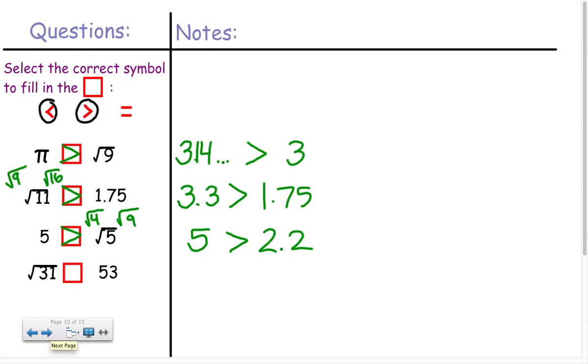Square root of 31, well, we've got the square root of 25 and the square root of 36. So kind of right in the middle. 25 is 5, 36 is 6, so we'll say 5.5 and 53. 5.5 is less than 53, so there's our first less than. So greater than, greater than, greater than, less than.